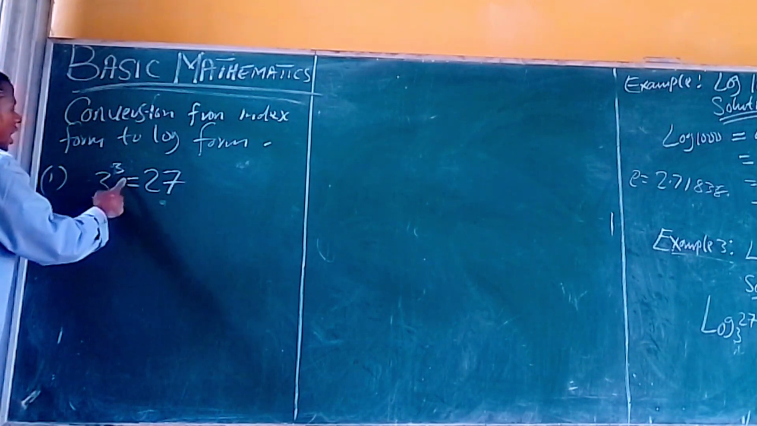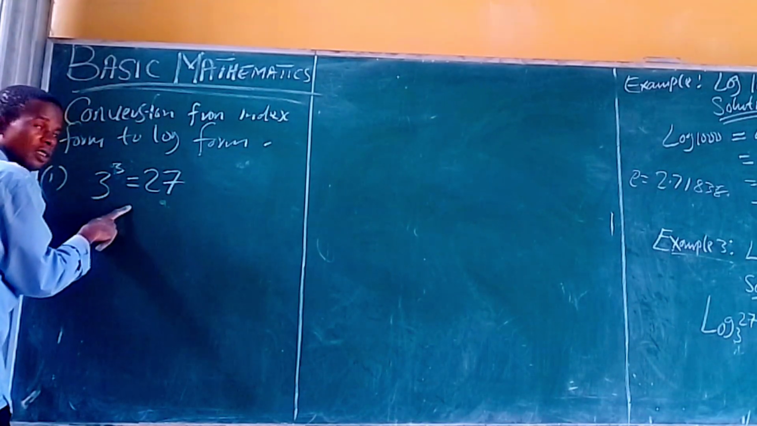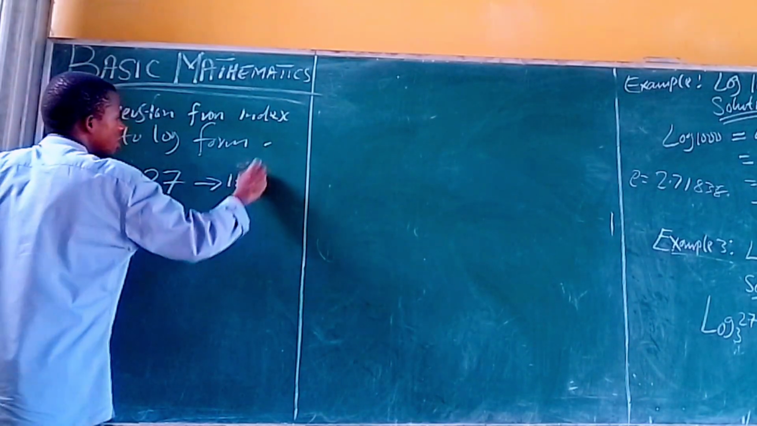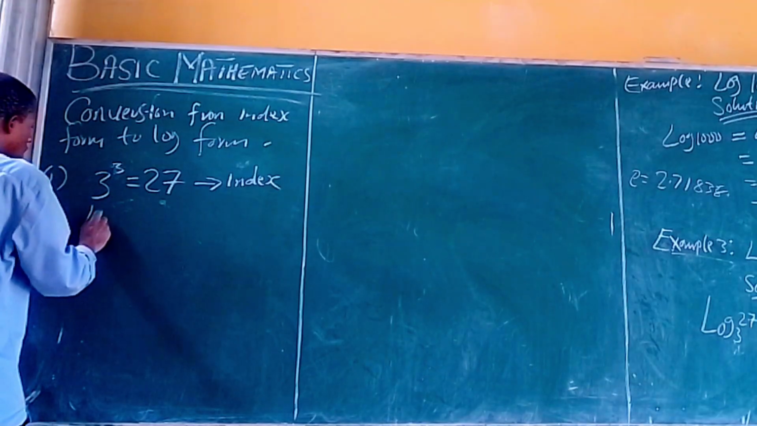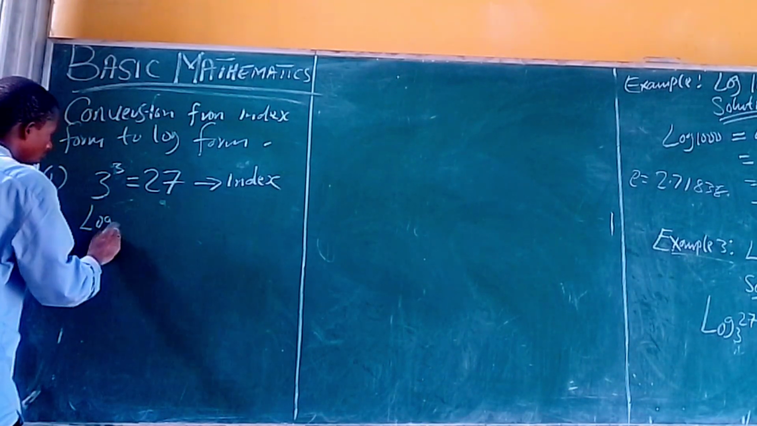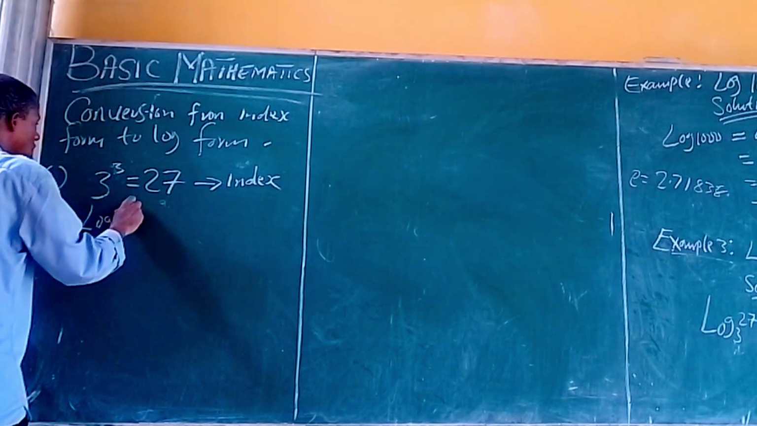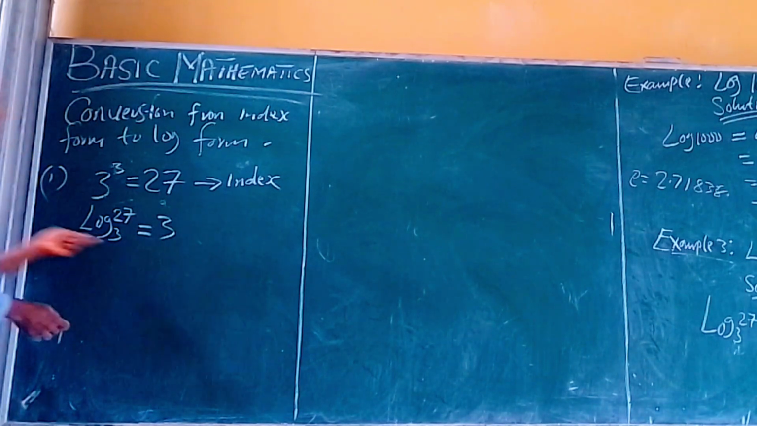Now for us to convert this, log is the inverse of indices. So this is for log, this is for our indices, right? Let me just say this is for index. Now for log, this will be what? Log of what? Base 3, right? Yes. Now the number 27 equals what? 3. Now how did we get this 3?